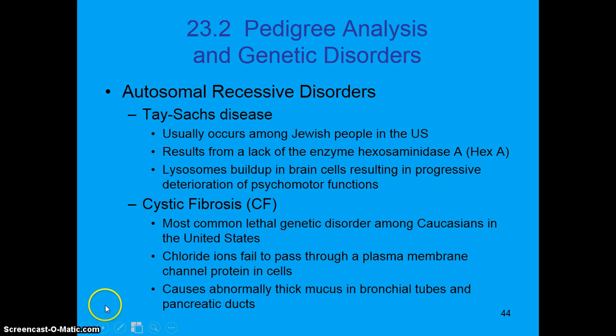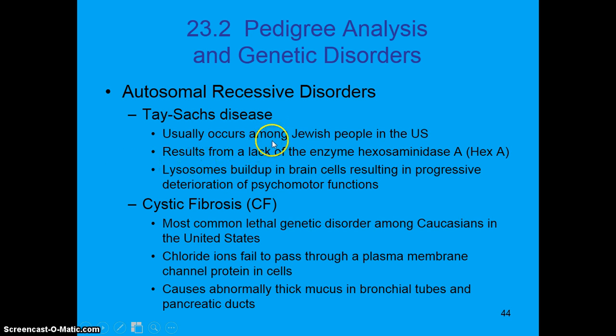Let's look at some autosomal recessive disorders. One of them is Tay-Sachs disease. This usually occurs among Jewish people in the United States. This results from a lack of an enzyme that's called hexosaminidase A, or HEX-A. The lysosomes build up in the brain cells, and this results in progressive deterioration of psychomotor functions.